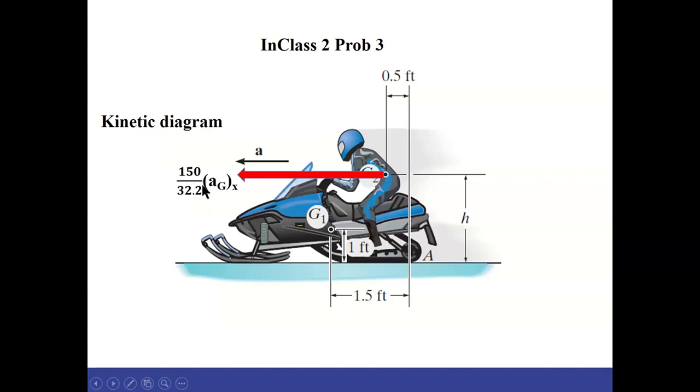If it is kilograms, you can just straightforwardly put that value, but if it is pounds, then remember to divide it by 32.2. And we need to do the same for the snowmobile as well. So it's 250 divided by 32.2, it's AGX.